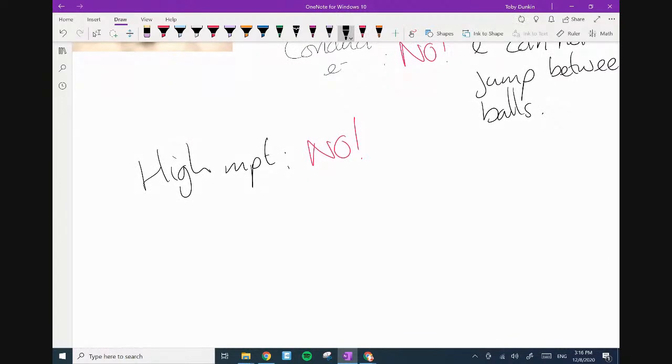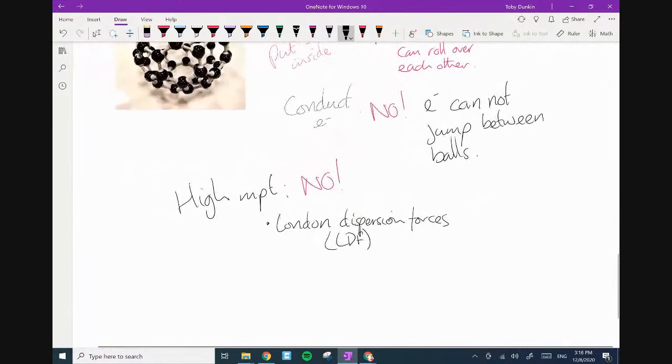We've got van der Waals forces, or London dispersion forces, LDFs. I should never really do that. I'm doing it because I've said earlier that you can't call them LDFs in your exam. London dispersion forces, brackets, LDFs. London dispersion forces between the balls.